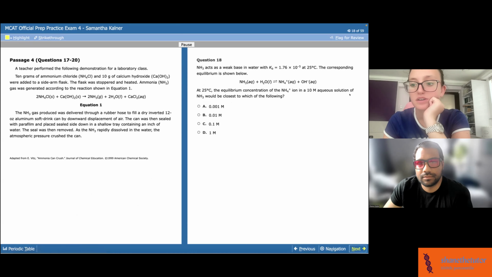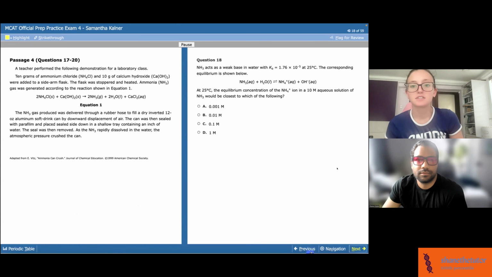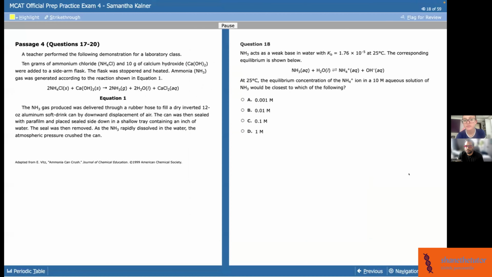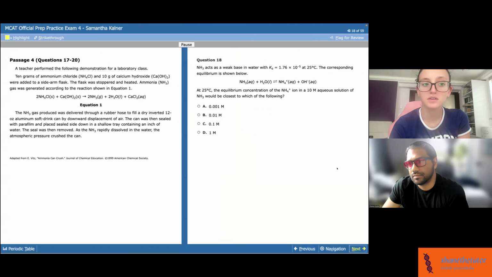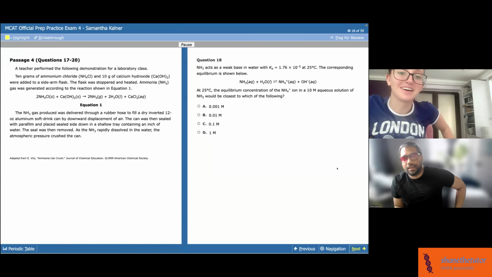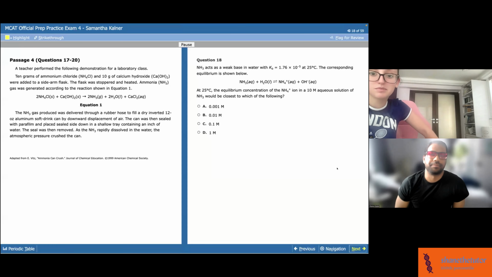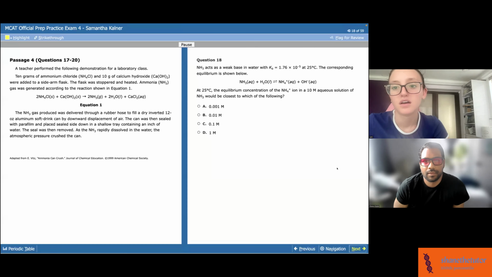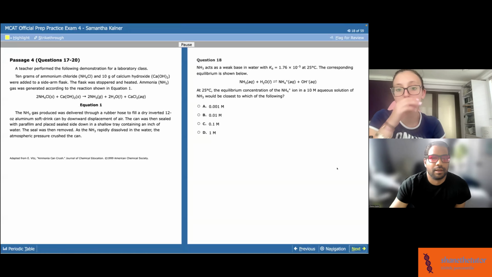NH3 acts as a weak base in water. The corresponding equilibrium is shown below. Weak base isn't the same thing as a Lewis base, right? Well, it is a nucleophile, but that's not what they're asking. Okay. At 25 Celsius, the equilibrium concentration of NH4 ion in a 10 molar aqueous solution of NH3 would be closest to which of the following?